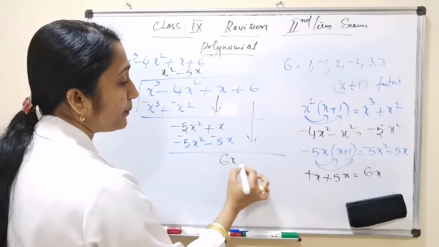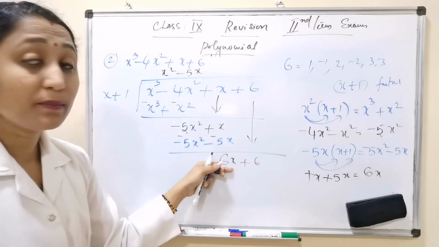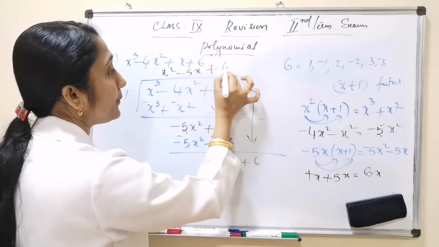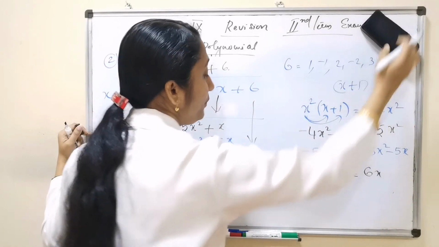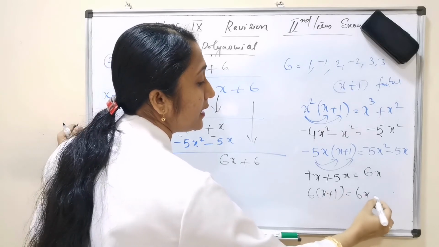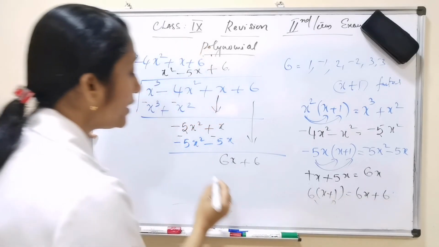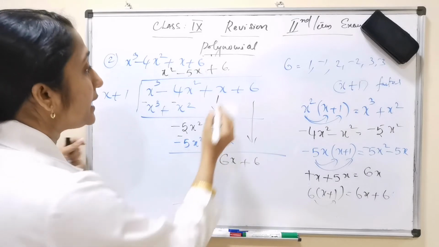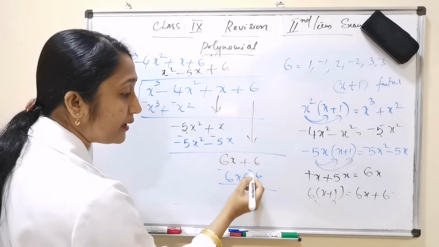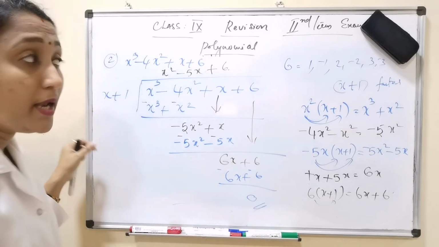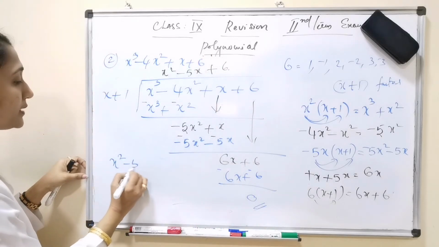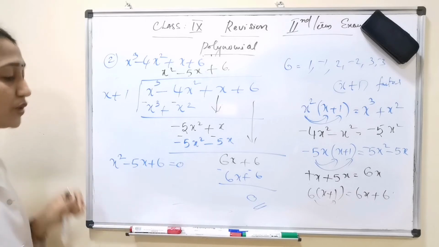Next step the plus 6. First term is 6x. Here this is x. So what is here? Plus 6. So you have to multiply 6 into x plus 1, that is equal to 6x plus 6 into 1, plus 6. So we write here 6x plus 6. Again next we have to change the sign. It will become 0. Now we got a quadratic polynomial, that is x square minus 5x plus 6 equal to 0.